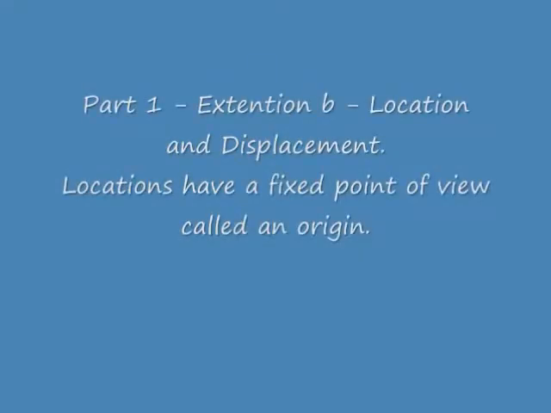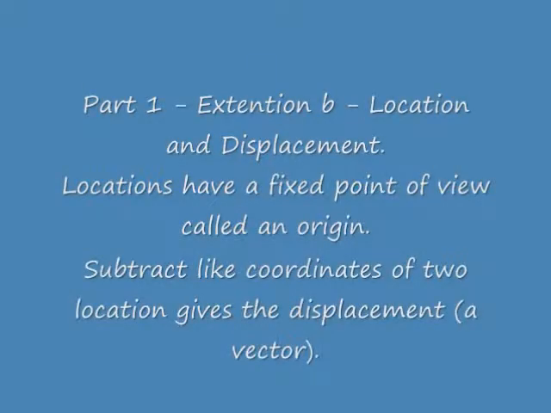Part 1, Extension B, Location and Displacement. Locations have a fixed point of view, called an origin. Subtracting like coordinates of two locations gives a displacement, a vector. We'll call this video Part 1, Extension B.